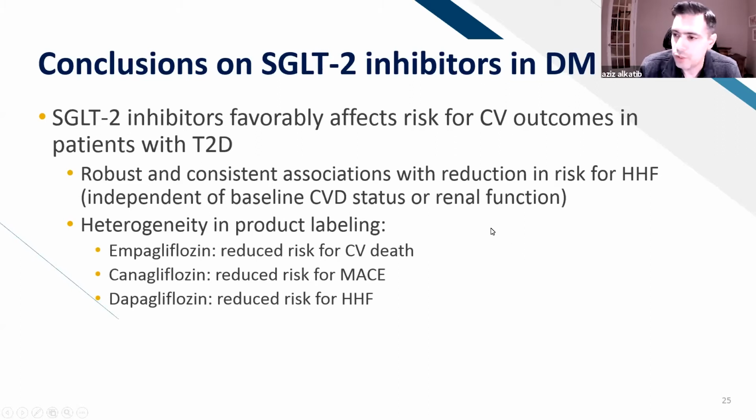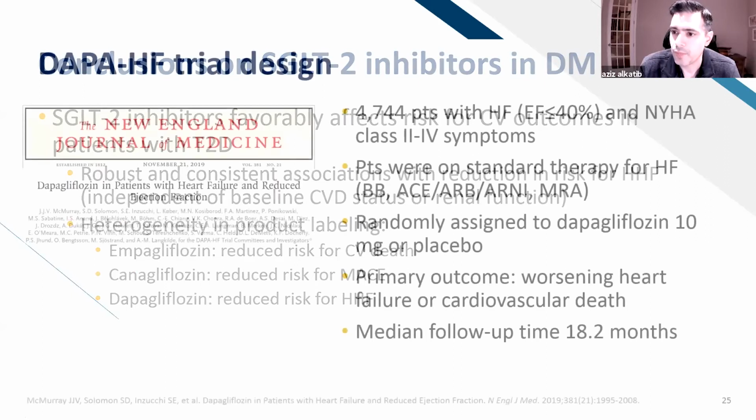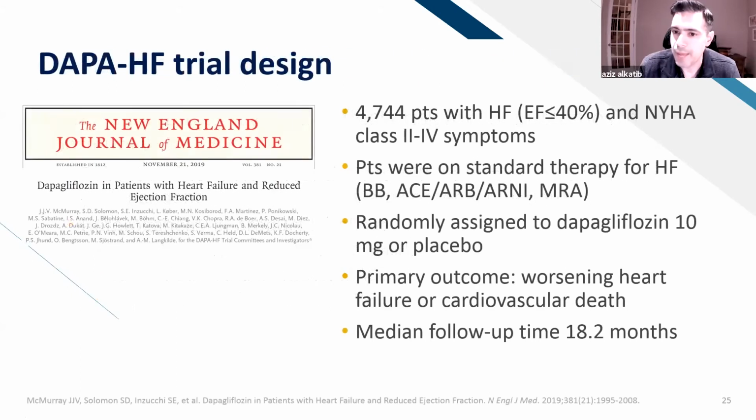And so, up to this point, we've studied the diabetic patients and the outcomes. What about heart failure patients? And so that is what the DAPA-HF trial was designed to study. This was a study that included 4,700 patients with heart failure, defined as an ejection fraction less than or equal to 40% with class 2 to 4 symptoms.